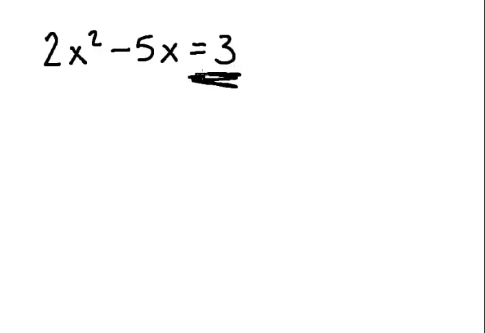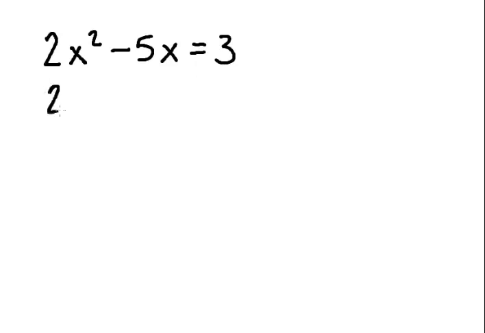So let's try to see some examples of how we can use this formula to solve some exercises. Let's begin with a simple exercise like this one. 2x squared minus 5x equal 3. The first thing you need to notice is that this equation does not have an equal 0. So you need to move this one to the other side, and that way we're going to get an equal 0. So that's the first thing that we need to do.